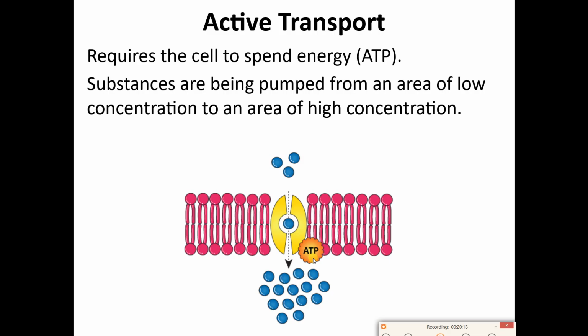Active transport requires the cell to spend energy. And here we see an ATP molecule that's going to be broken down, and the energy from that is going to be used to move this blue guy from an area of low concentration to an area of high concentration. So active transport, you're going against that gradient from low to high. In diffusion, passive transport, you're going down that gradient.